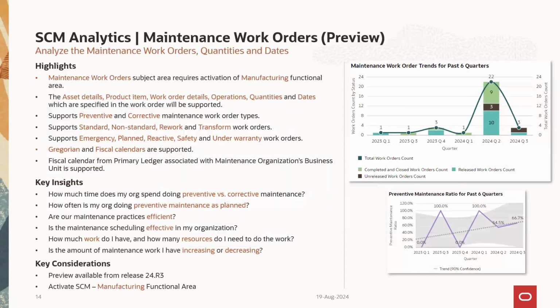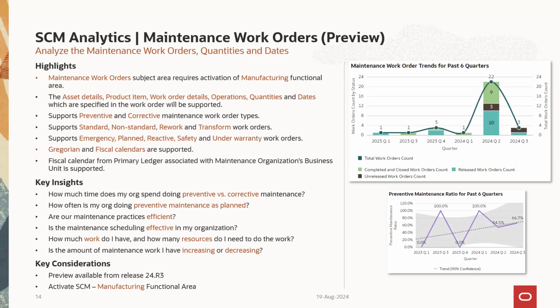Okay. So let me go to the next, third feature which I'm going to talk about. We are going to introduce a new subject area for maintenance, and we have only one subject area which is on the maintenance work orders only. So in this subject area, we can analyze the maintenance work orders, quantities, and dates. And some of the key highlights are, even this subject area needs the activation of the manufacturing functional area. So we are trying to utilize the same common data model of manufacturing functional area, and we can use this by using the same data model. We are creating this new maintenance work order subject area as well.